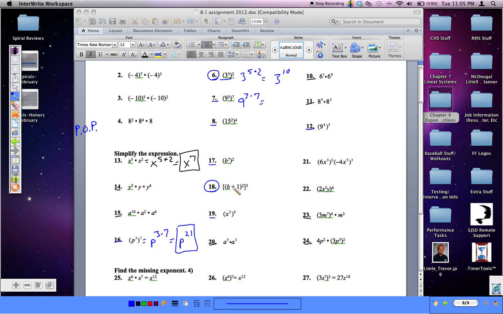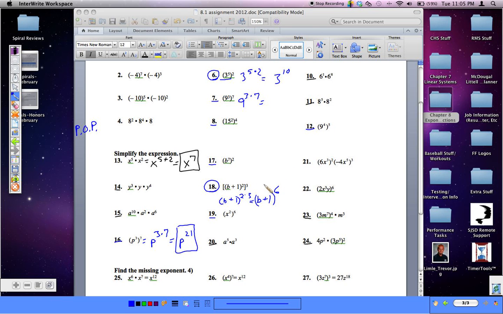What happens in 18 is I have a base that is b plus 1. These have their own exponents. They're being taken to this exponent, and then there's a power to another power, which means they multiply. So then this is going to equal b plus 1, and all of that is going to be now taken to the 6th power.